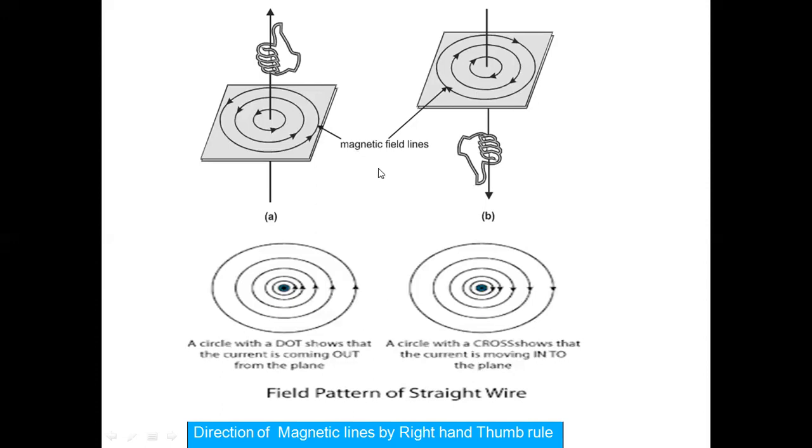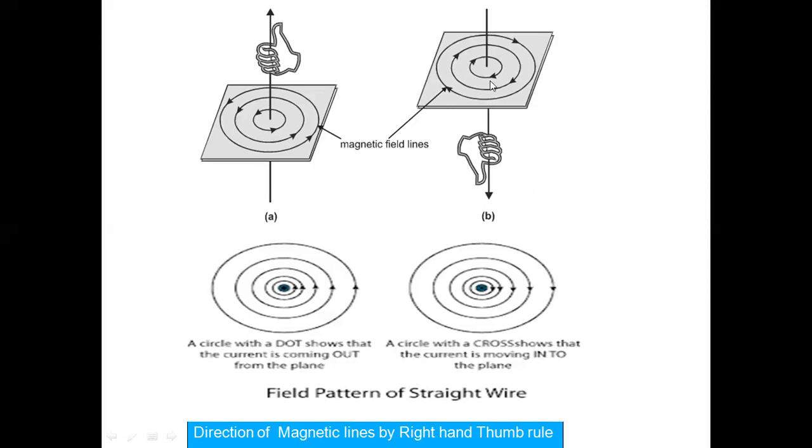For this we can put certain conventions, and that convention is called the dot and cross convention. The dot and cross convention is used for denoting the direction of the magnetic field and the current. For this figure, a dot is there. A circle with a dot shows that the current is coming out from the paper, in the direction of the thumb.